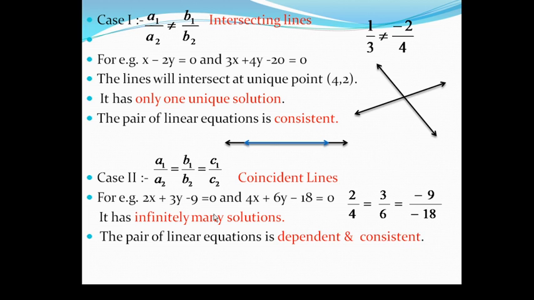Now let's move towards case 3. See case 3: A1 upon A2 is equal to B1 upon B2 is not equal to C1 upon C2. These two ratios are equal, but they are not equal to the third ratio. So in this case, what type of lines will be there? It will be parallel lines. Let's understand with the help of an example.